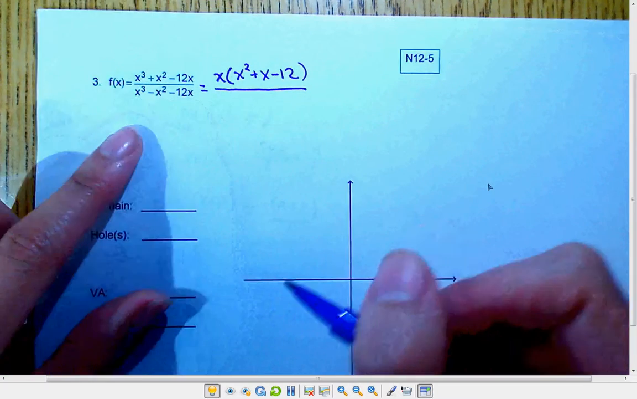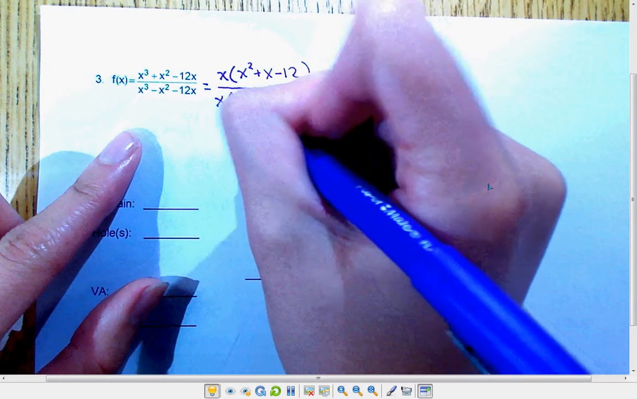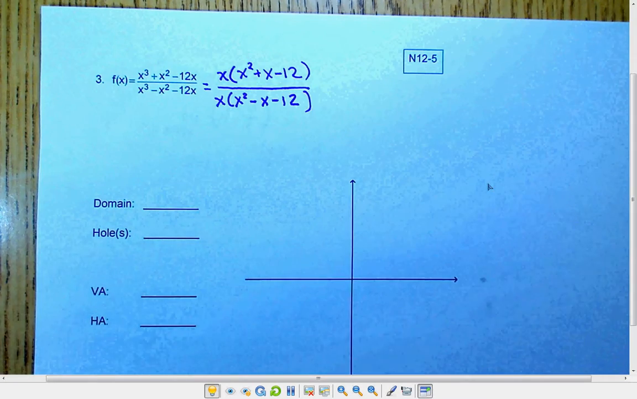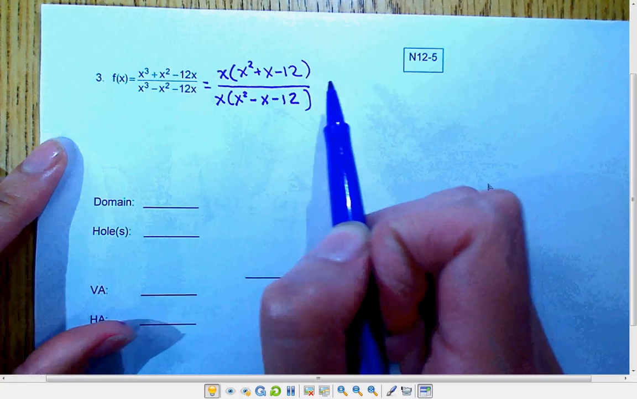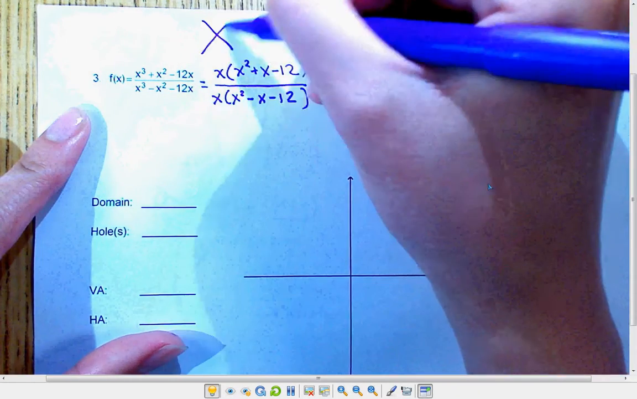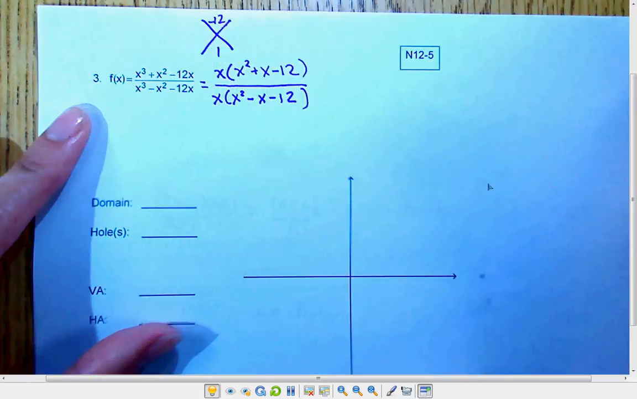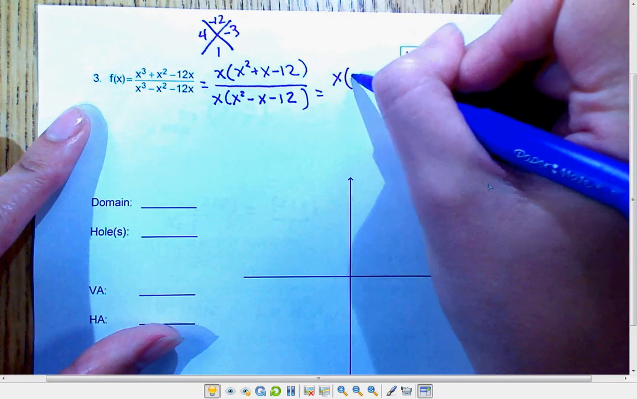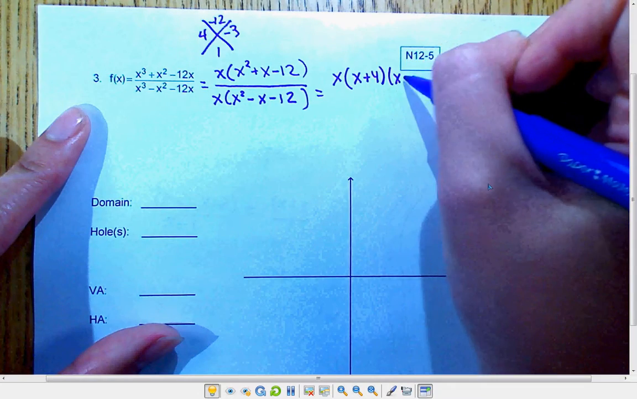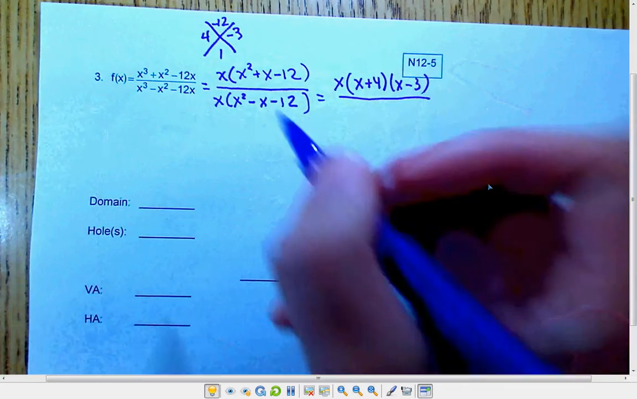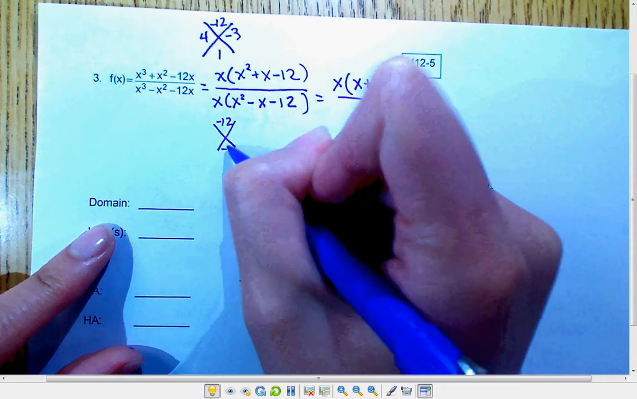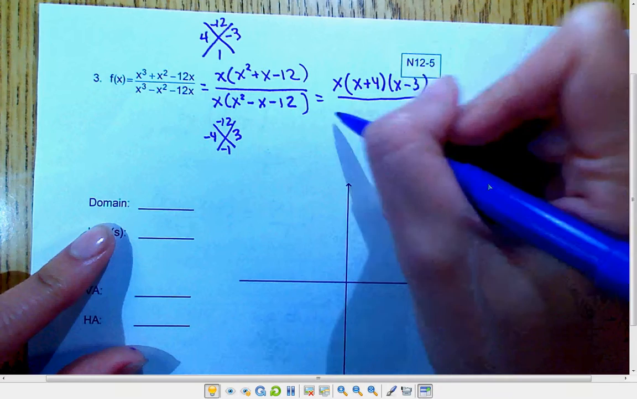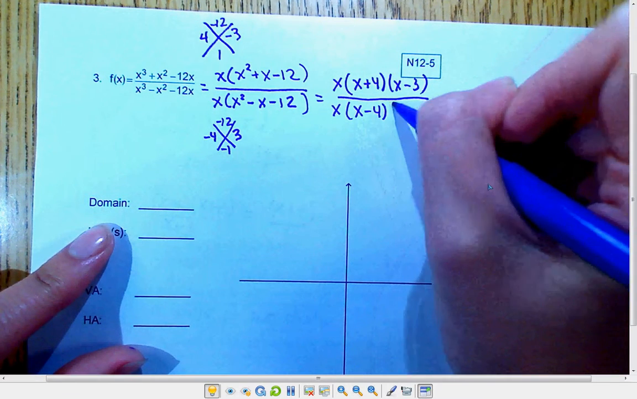Notice the denominator is very, very similar. You could also take out an x here. So x squared minus x minus 12. Now we can factor this even further because these are trinomials, so we can use our x factor. What multiplies to give us -12 and adds to give us 1? 4 and -3. So this is (x plus 4)(x minus 3). And on the bottom, we want two numbers that multiply to give us -12 and add to give us -1. So this one's going to be -4 and positive 3. So (x minus 4)(x plus 3).